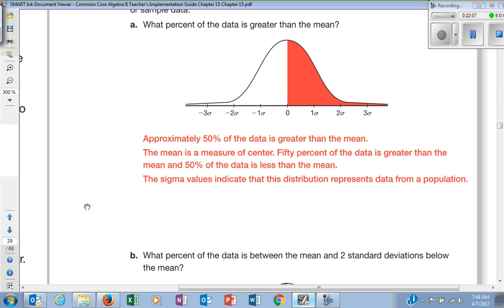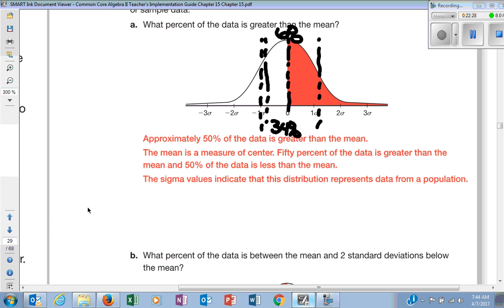Now, what percent of the data is between the mean and 2 standard deviations below? Okay, we did this already. We said how much was this total? It was 68. Yes? So how much did we say this was? Right, because they said what percent is 2 standard deviations below? So I need to go all the way out to here, and I want to know what is this percent right here that falls in those two categories.